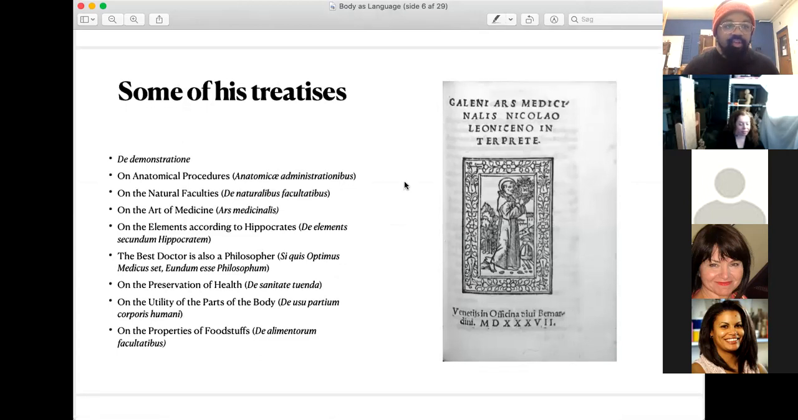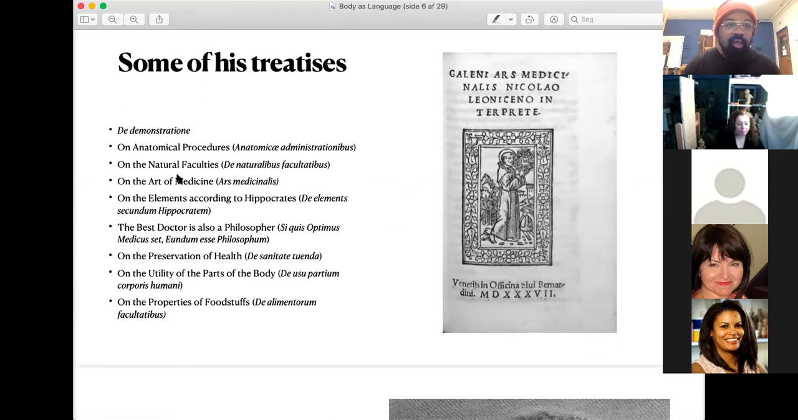Some of his treatises are here. The one that I actually have is called On Anatomical Procedures, and I'm slowly chipping away at that book. It's really interesting. I like the ideologies that he puts into that book, one of them being, studying anatomy from life, and primarily studying the bones. Bones are really important. But yeah, this is just a small list of the capabilities and writings that he's done.